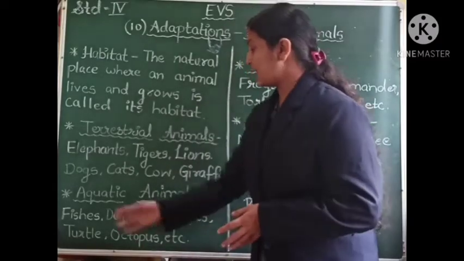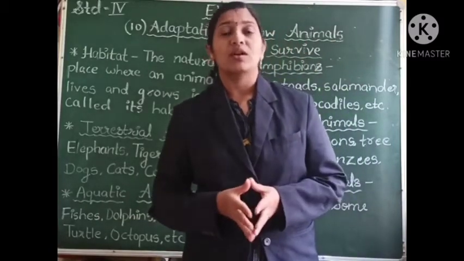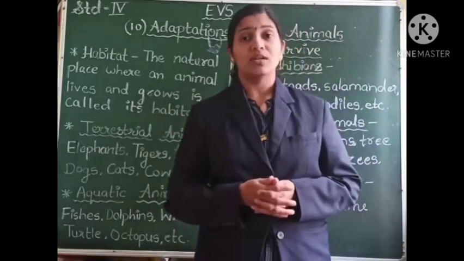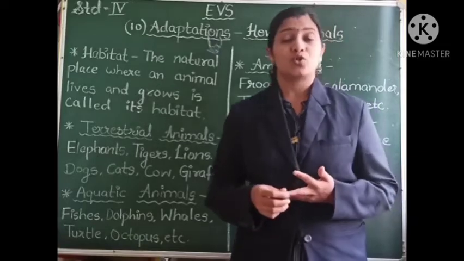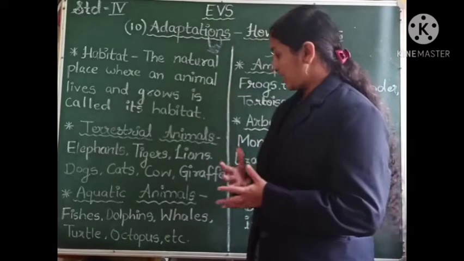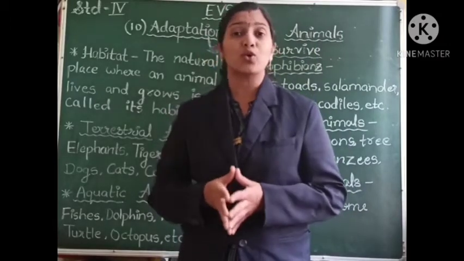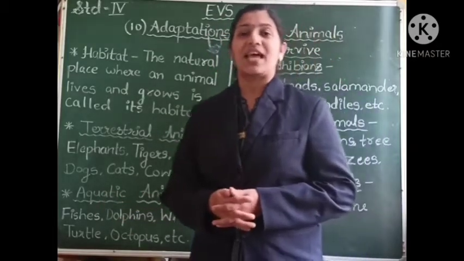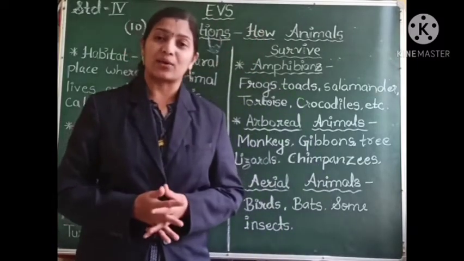The next group is aquatic animals. So students, the animals that live in water are called aquatic animals. You are very familiar with the animals that live in water. Can you guess who they can be? Yes, they are fishes, whales, dolphins, octopus, starfish, then we have seahorse, and turtles. All these are animals which live in water. Also they grow in water, and so they are called aquatic animals. Aquatic means related to water.